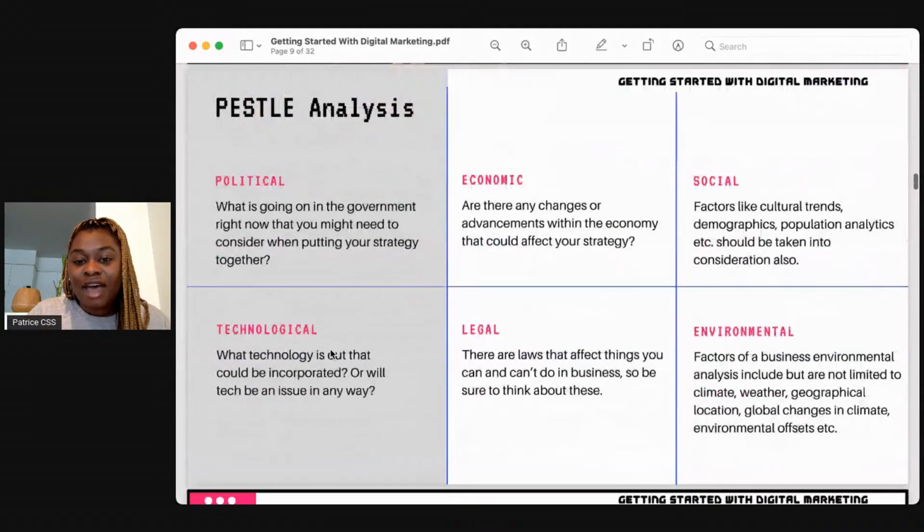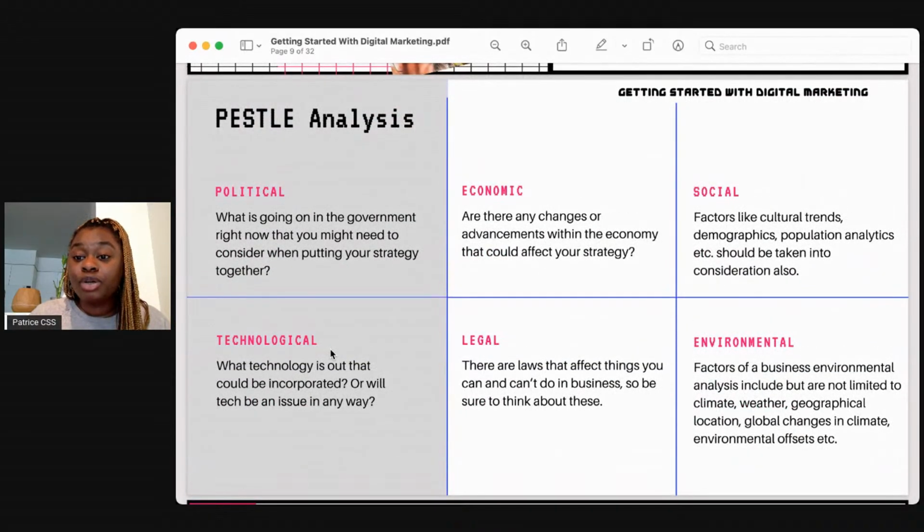Now, one thing that really will help you with your situational analysis is a PESTLE analysis. Now, there are so many other things that you could do. You could do a SWOT, although that's more of a business analysis than a situational analysis. There are so many different ways that you can analyze what's going on around your brand, but I would say a PESTLE is the best one for someone who's getting started with digital marketing.